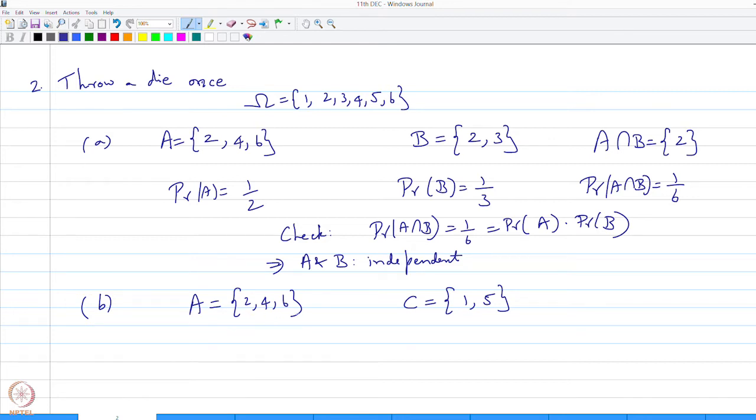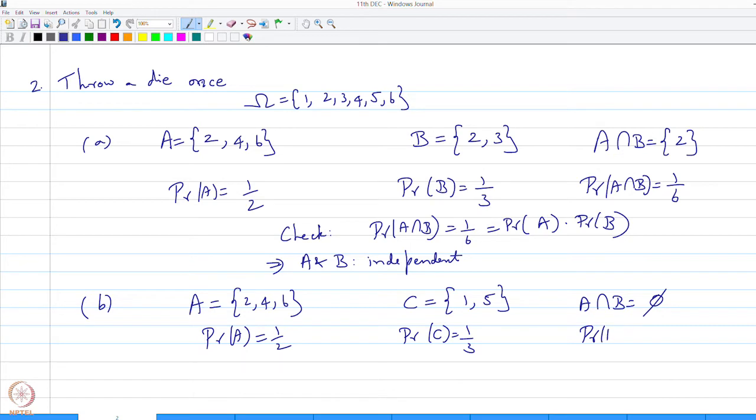A is the event that is said to have happened if you got 2 or 4 or 6. C is an event that is said to have happened if you got 1 or 5. Okay. So, that is the definition. So, if you actually compute the probability of A, you have a half here, the probability of C will be 1 by 3, but what happens to A intersect B? It is actually the null set, there is no intersection.